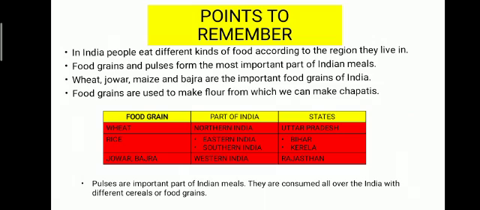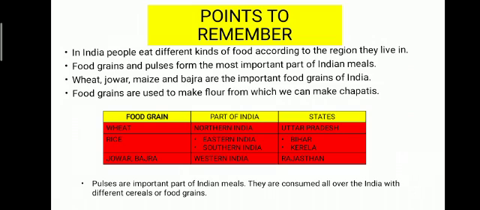Food grains are used to make flour from which we can make chapatis. At your home you see we make chapatis, puris and different dishes with the help of wheat flour and different flours. Like we use corn flour to make different things, we use wheat flour to make chapatis, puris, etc. Here I have made a table of food grains and the part of India where they are grown and the states. Wheat is grown in northern India, and one example is Uttar Pradesh. In Uttar Pradesh we can see wheat.